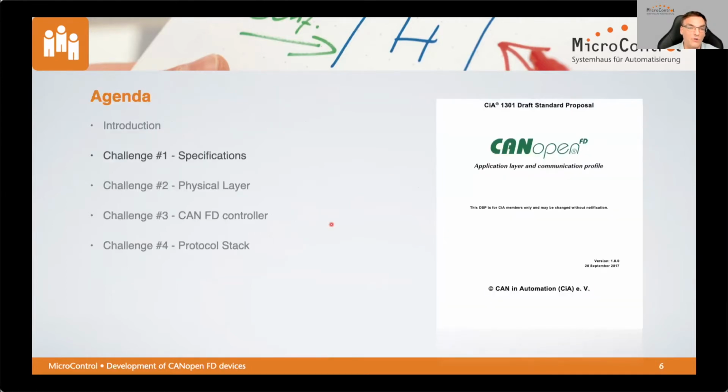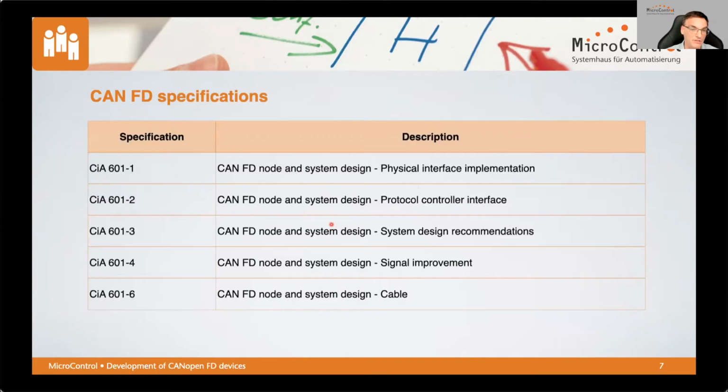Now, we're jumping into challenge number one. We have to have a look at the specifications. And as you have already seen from Meiner Zitzmann and Oskar Kaplun, they gave you an overview over the specifications. And typically, you directly jump into the CANopen FD specifications. But at this point, I would like to draw your attention to specifications which are not related to CANopen at all. They're related to CAN-FD.